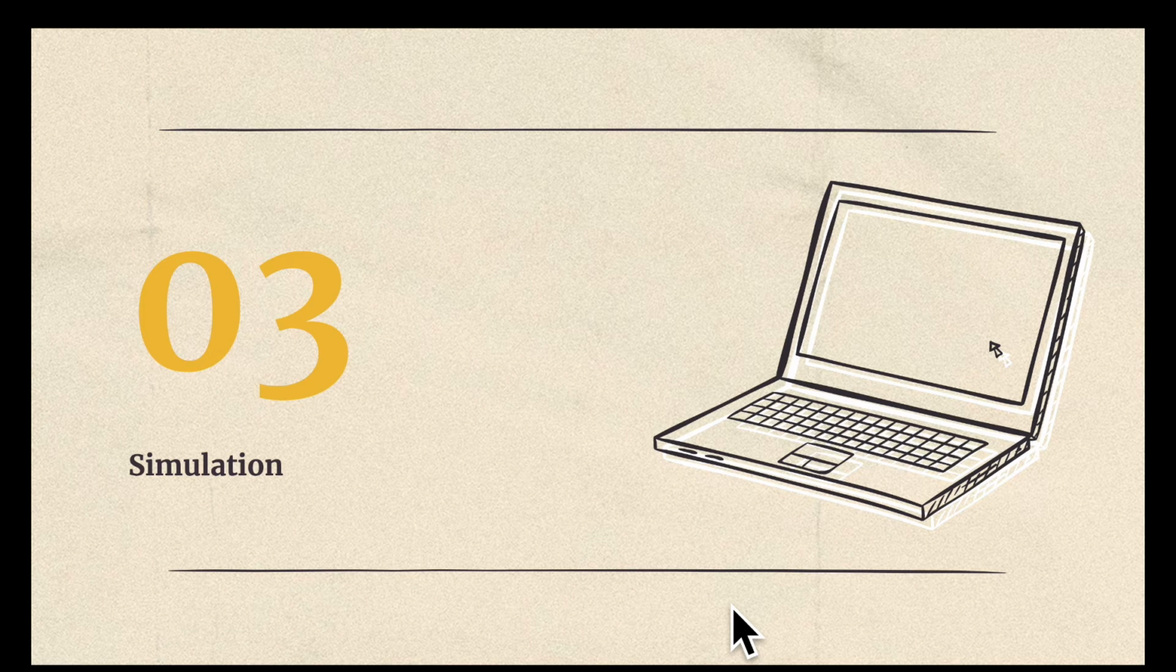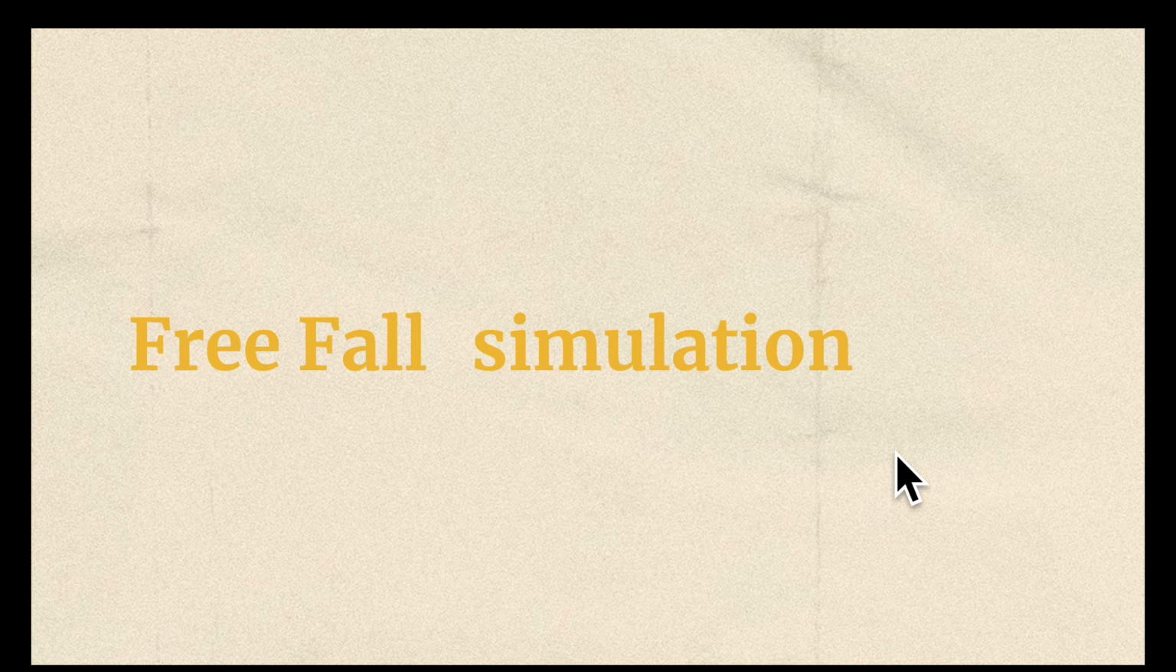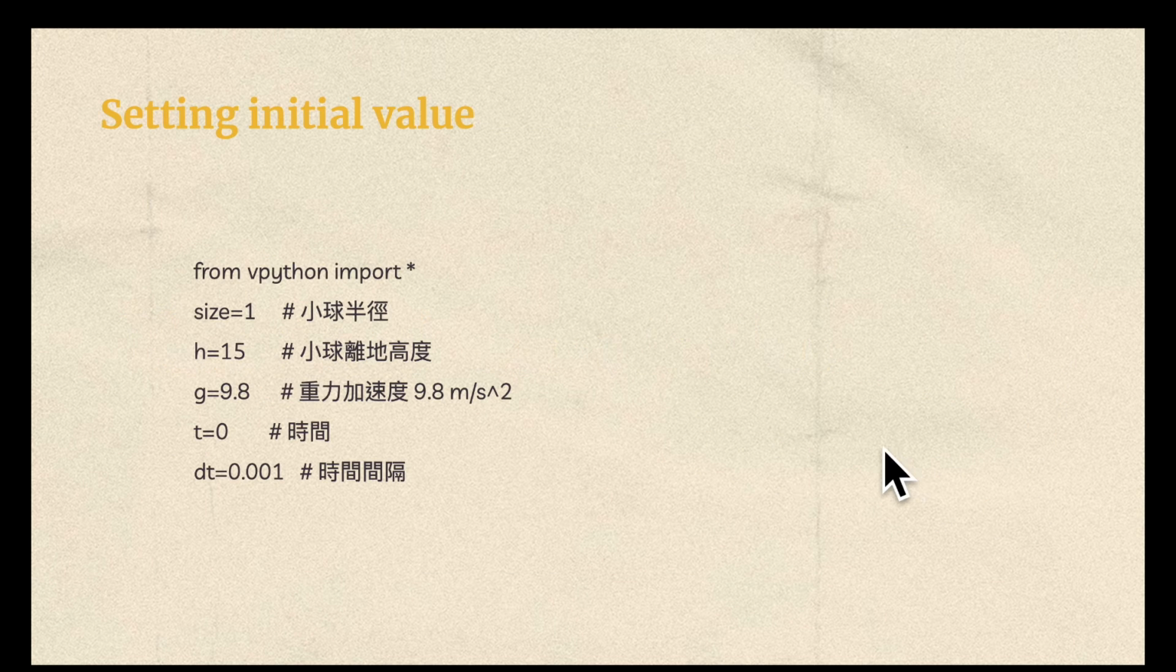I am Hongshe Guan, and now I'm going to talk about the simulation using the Python code. We are going to use the Python code to simulate two parts. The first part is the free fall simulation. We are going to import a module called vPython to create an animation to demonstrate what we want. So first we are going to set the initial values.